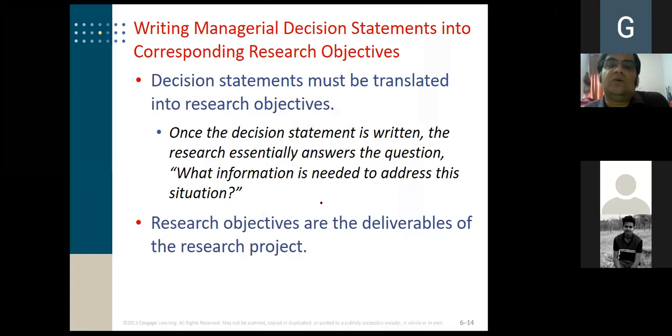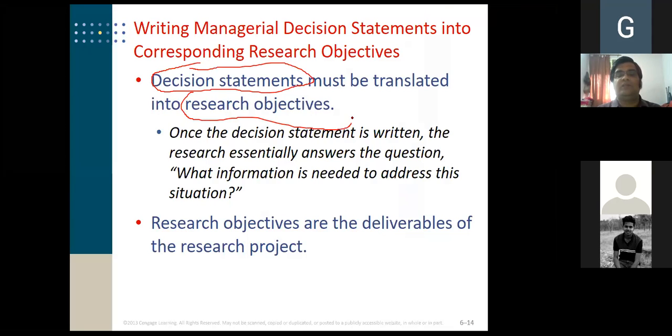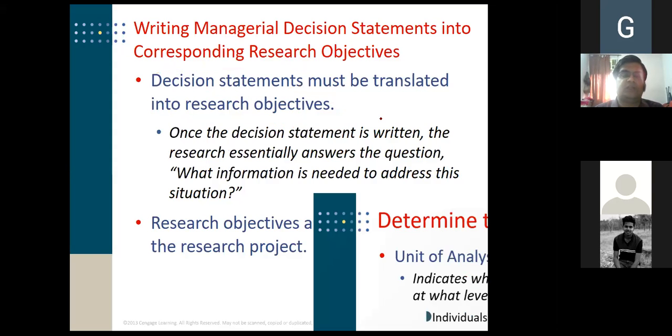So now, writing the managerial decision statements into corresponding research objectives. Decision statements must be translated into research objectives. So once we get the decision statement, from the decision statement we can transform it into a research objective. Once the decision statement is written, the research essentially answers the question: what information? Okay, this I have already explained.